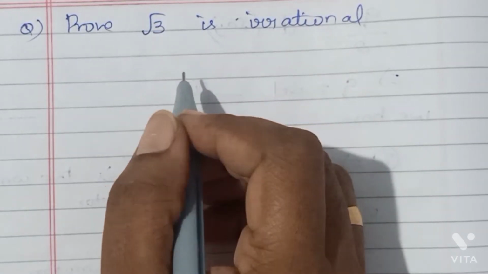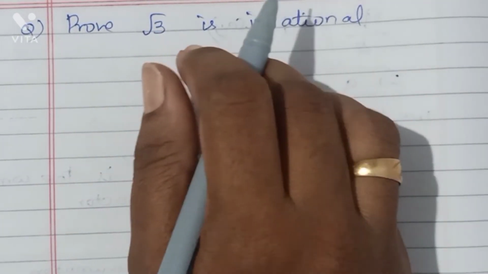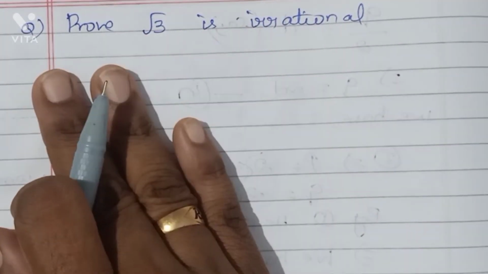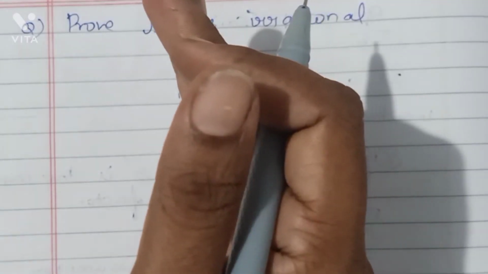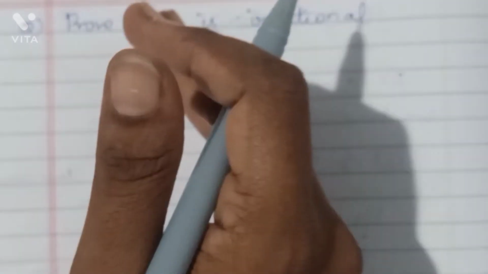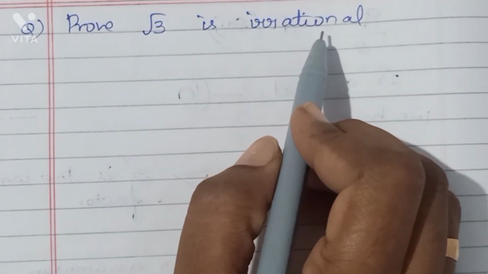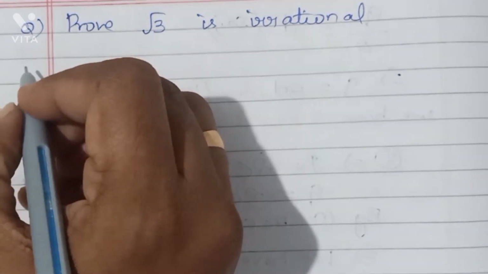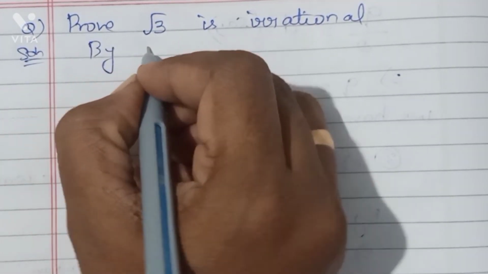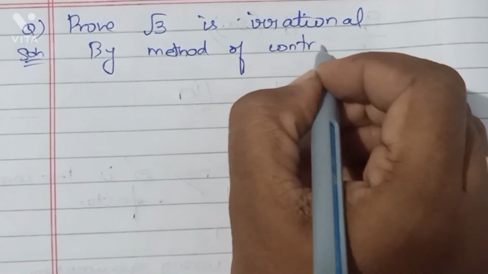The next example is prove root 3 is irrational. So we have to show that root 3 is irrational. This is also the same method as the previous sum. Okay, we are going to prove by the method of contradiction. That is, we are just going to assume that root 3 is rational. After that we will be just concluding that root 3 is an irrational number. Okay, solution by the method of contradiction.